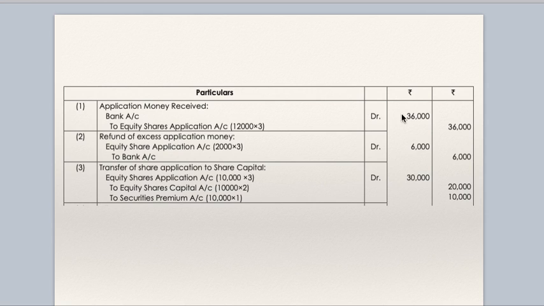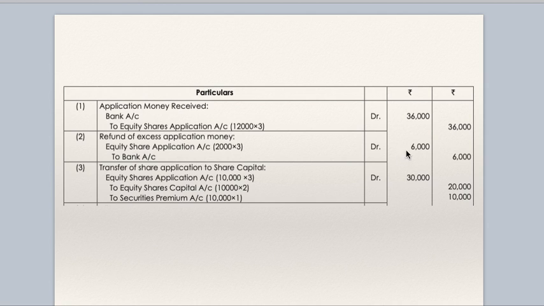First entry is to show application money received. 12,000 applications they have received. 12,000 into 3. Bank to equity share application 36,000. Excess application money refunded. 2,000 into 3, exactly opposite entry. Equity share application account debit to bank 6,000.